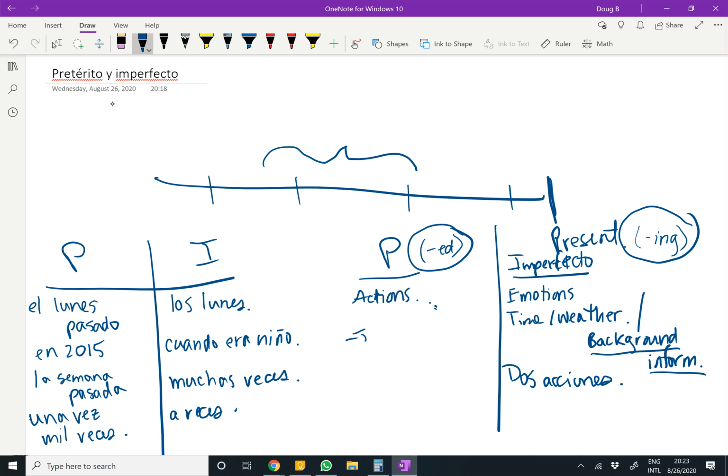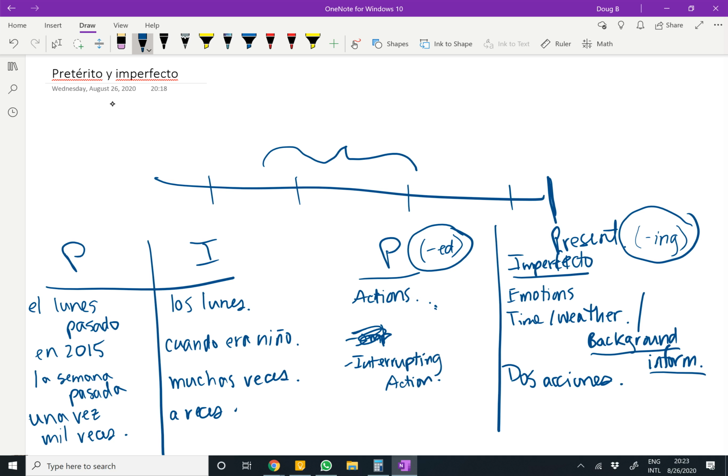Now, the preterite instead would be interrupting action. I teach Spanish and French, and I'm a native English speaker, so sometimes my brain short circuits. Interrupting action. So the action that interrupts is in the preterite.